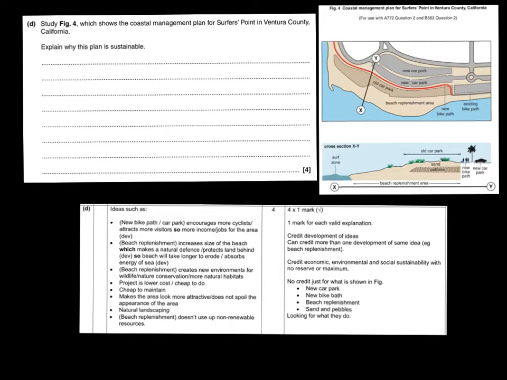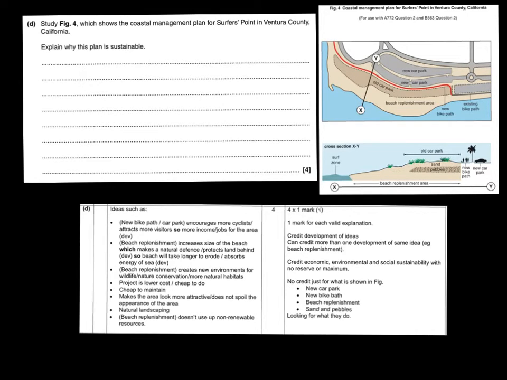Now, question D was a question that caused quite a few people problems, and there's some good technique here we can talk about that might help you in future. So first things first, have a look at the question. The question says, study figure 4. It shows a coastal management plan, and it says, explain why this is sustainable. It's worth remembering sustainable basically means good. Good in the short term, good in the long term. So we're looking for things that are good.